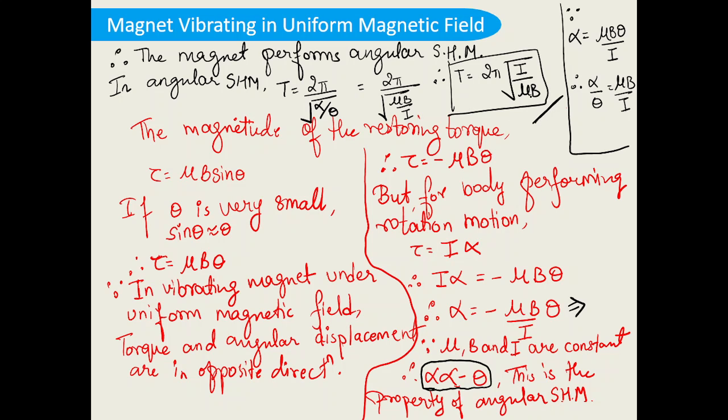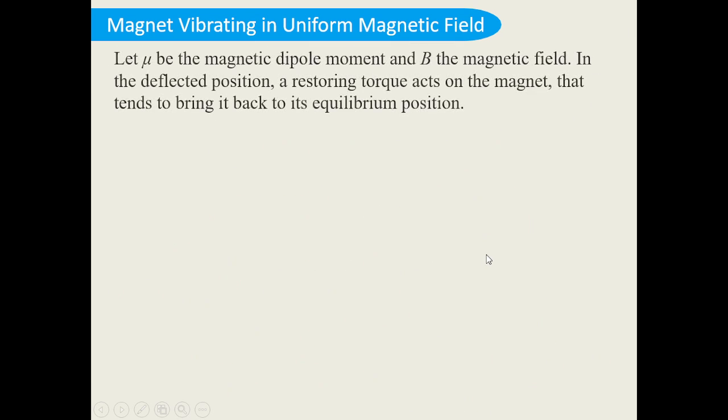So this is the formula for the time period of a vibrating magnet. I request you all to please pause the video and write these things. This completes our subtopic, magnet vibrating in the uniform magnetic field.